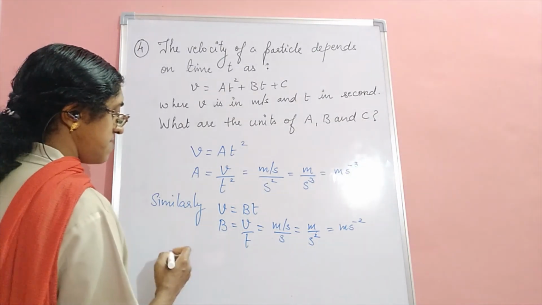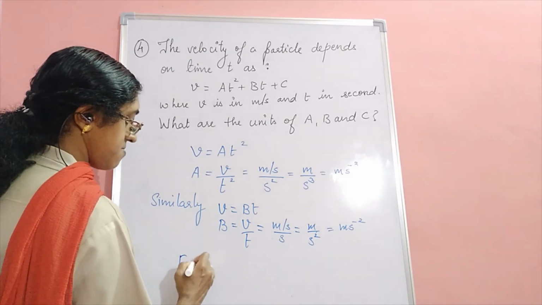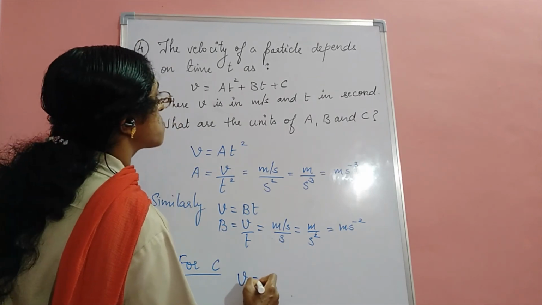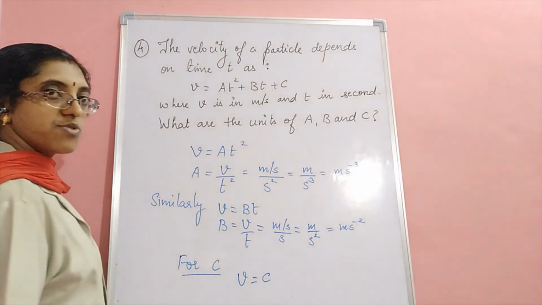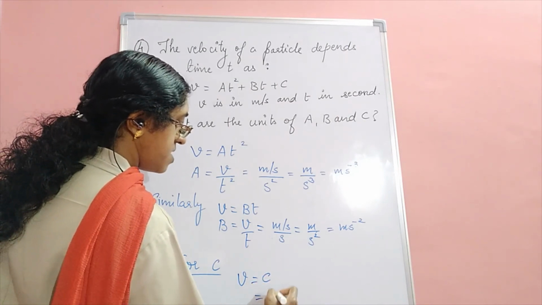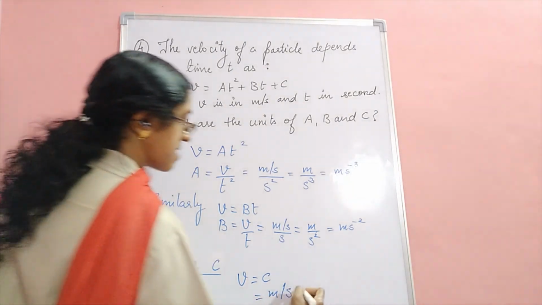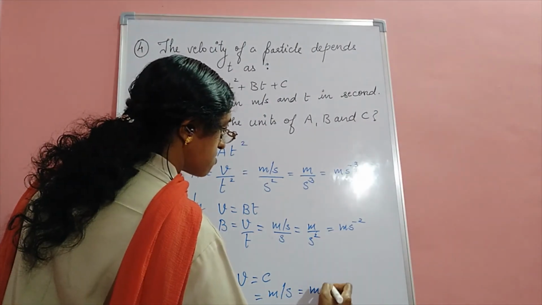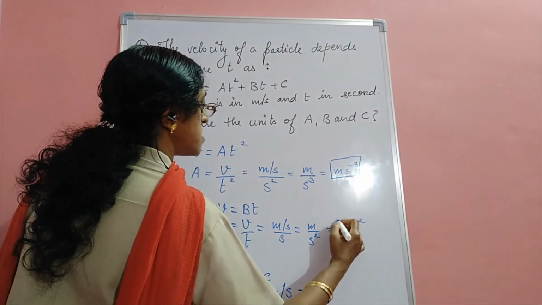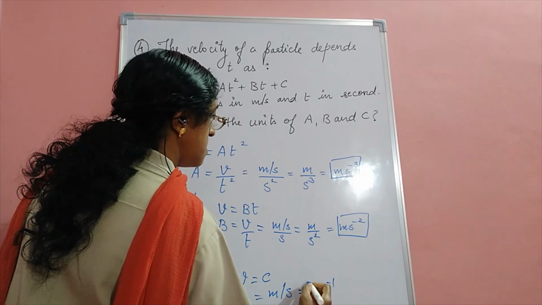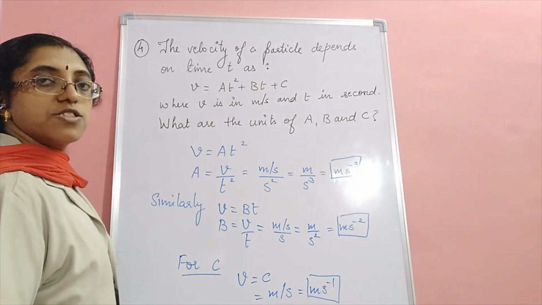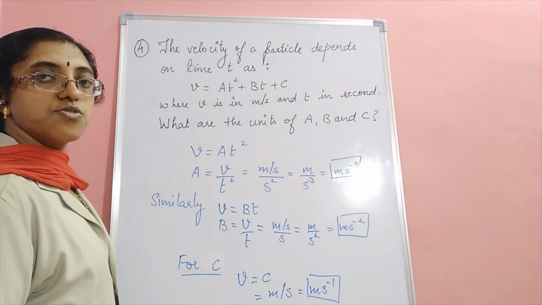Now the last term is c. For c, you can have v equal to c. v should be equal to c. So what is the unit of v? v is equal to meter per second. That means it should be m s to the power of minus 1. So what are the answers? Answers are m s to the power of minus 3, meter per second square, and m s to the power of minus 1. So these are the answers.